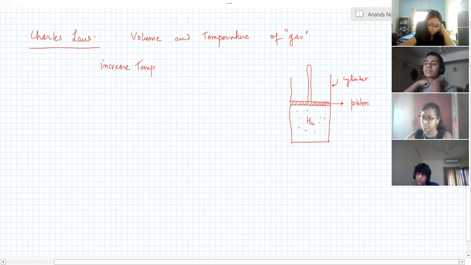Okay, this you know, guys. Most of you will know this used in your day-to-day life. Can you tell me where you use such an arrangement, where you have a piston and cylinder? All of you have used it. Syringe. Syringe, yes, very good.